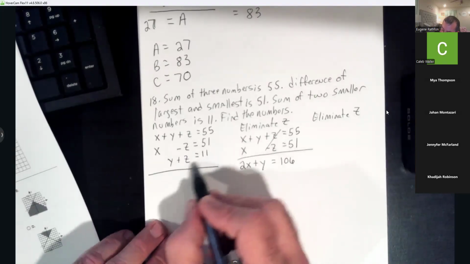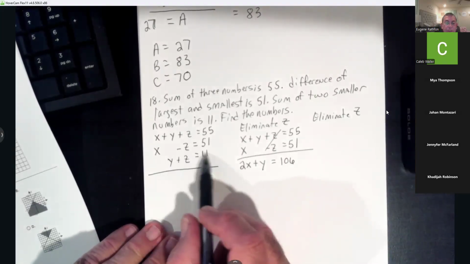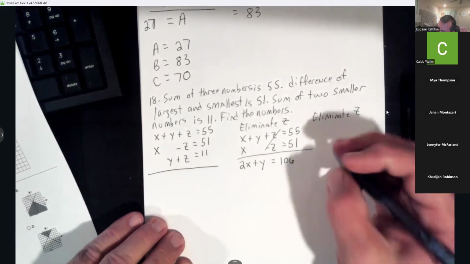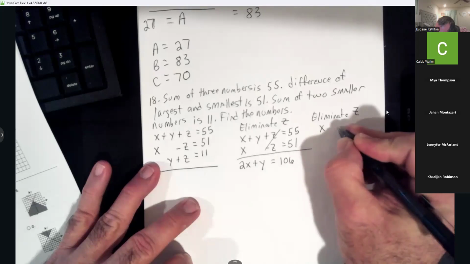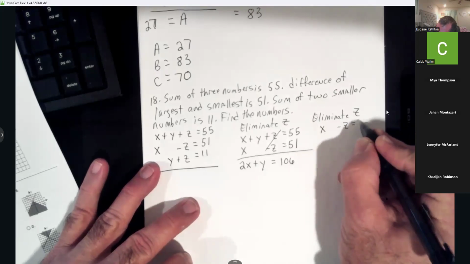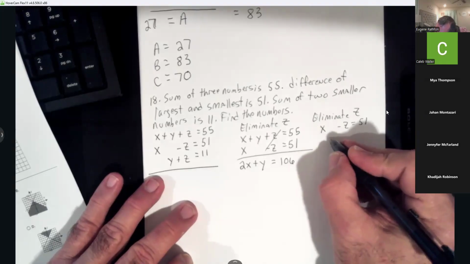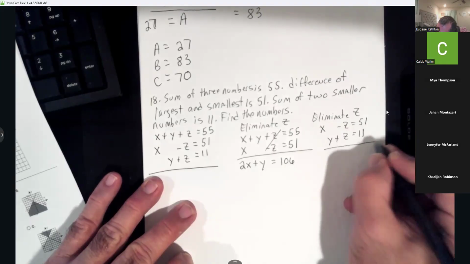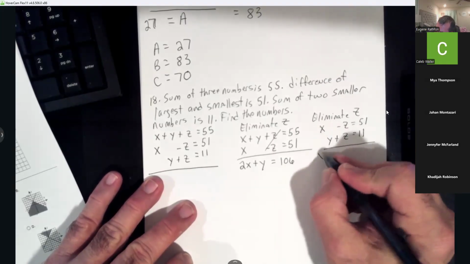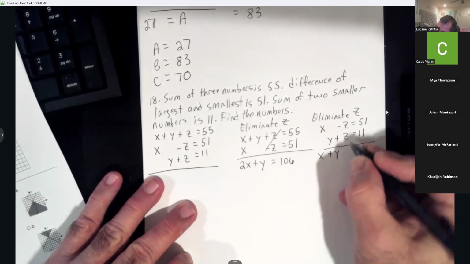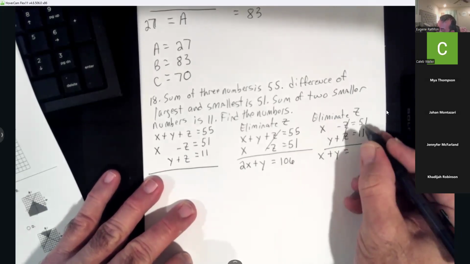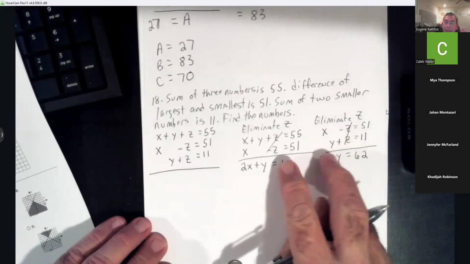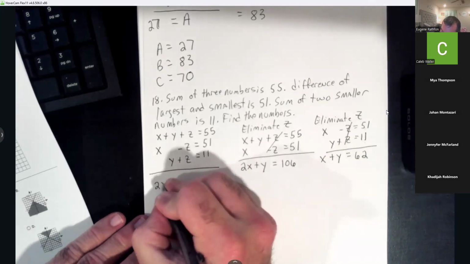But now we got to use the last equation for sure. So we might as well add these last two to get rid of this z. So you got x minus z equaled 51. This one was y plus z equaled 11. So y'all, I got an x. I got a y. Those z's canceled. 51 and 11 give me 62. All righty, so these two now become your new system.